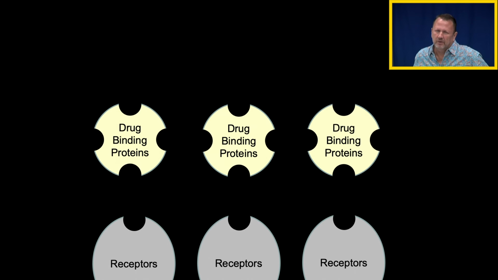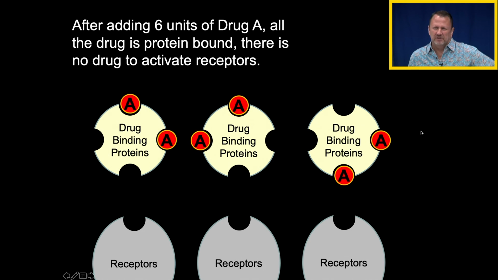All right, so here's the cartoon that we're going to use. These are my drug binding proteins like albumin. And then these are the receptors that the drug needs to work upon. And so when the drug is interacting with these receptors, then we get an effect of the drug. But when the drug is stuck to these binding proteins, then they're not free in solution to activate the receptor. All right, so we're going to add 6 units of any drug A, and it's protein bound. And notice that after adding 6 units of drug A, we have 0 effect because the drug can't interact with its receptor due to protein binding.